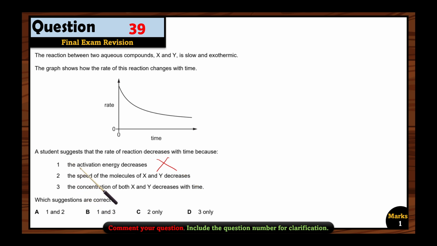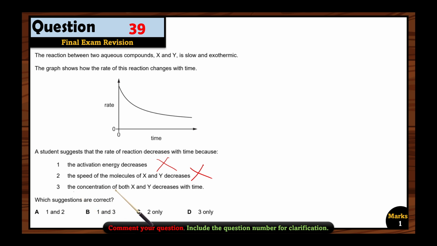The rate of the reaction decreases with time because the speed of the molecules of X and Y decreases. No, the speed of the molecules has nothing to do with the rate of the reaction when there is no temperature involved, right? The speed of the molecules depends on the temperature. They are just talking about a normal temperature, normal reaction. So this is also not right.